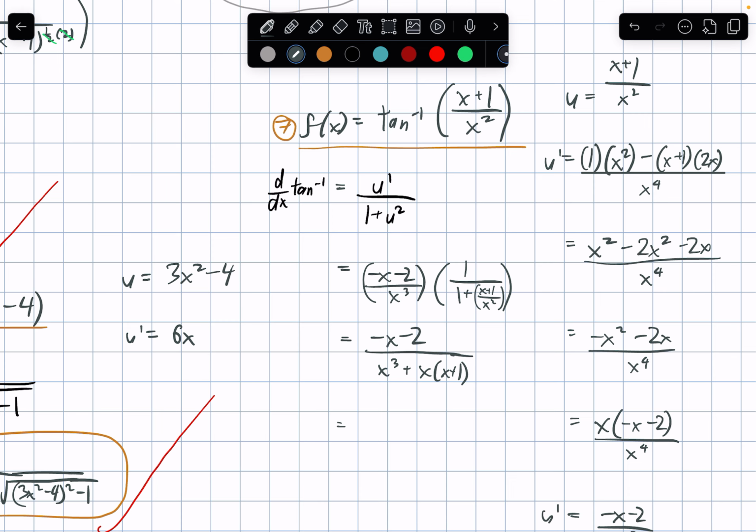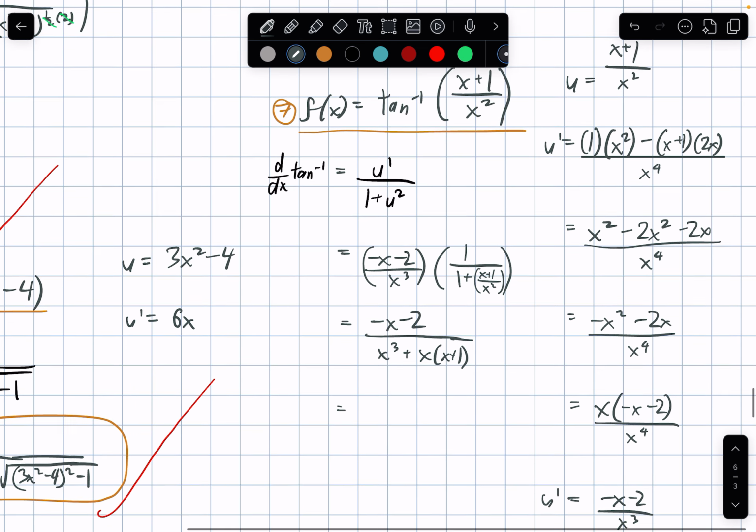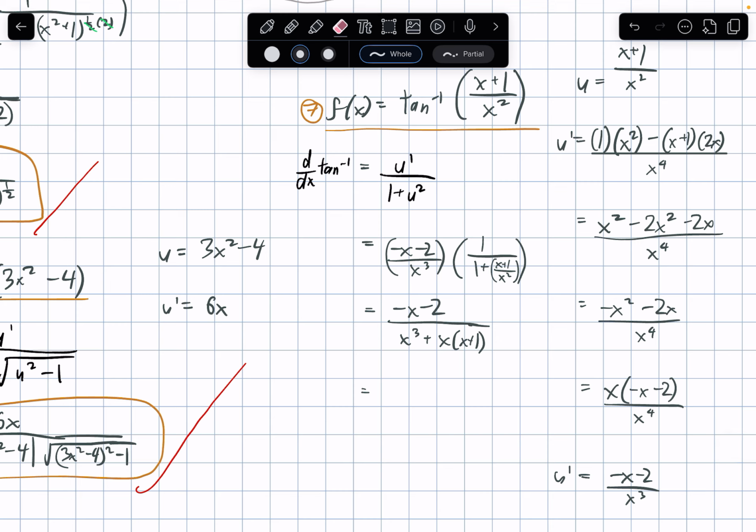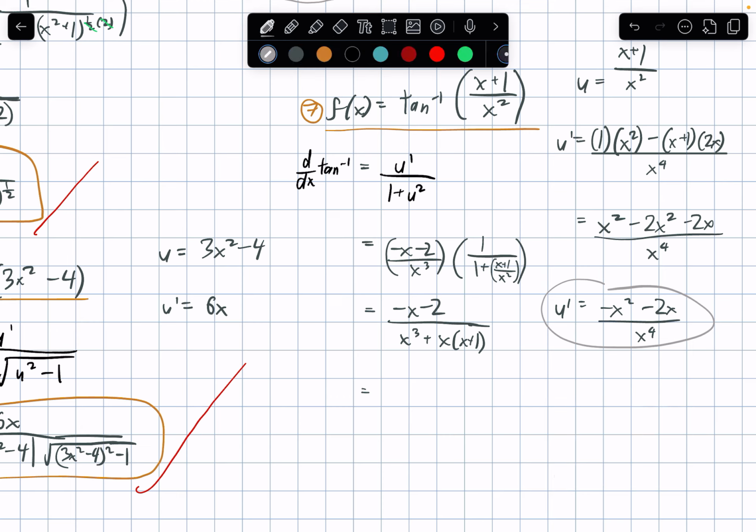Okay, just some minor arrangements. Let's try not to simplify next time. Because actually, this is already the u prime according to the answer key. No need to simplify any further. In these kinds of questions, I think simplification isn't appreciated. So, don't waste your energy. Like me. Okay?